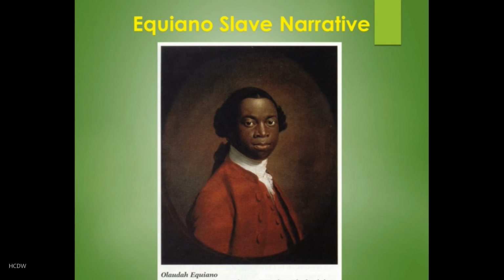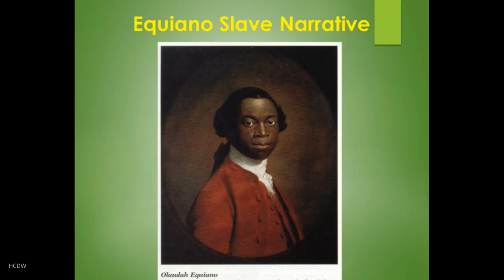I want to read you some selections from one of our primary sources related to the Middle Passage and the way that slaves were treated. It's a slave narrative that was written by Olaudah Equiano, who was also known as Gustavus Vasa. Equiano was captured in 1756 at the age of about 11 in Nigeria and underwent the process that I described in the previous few slides.